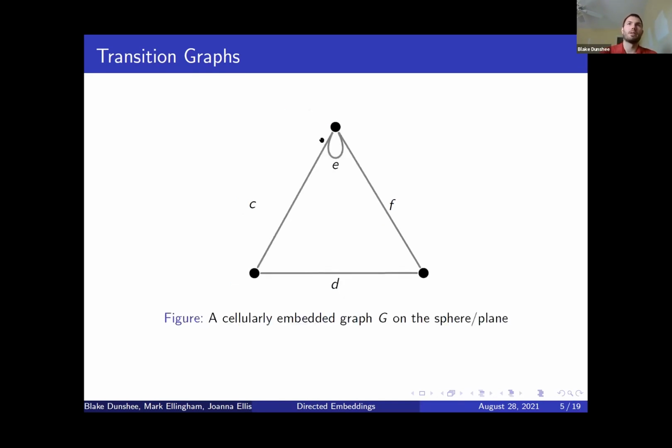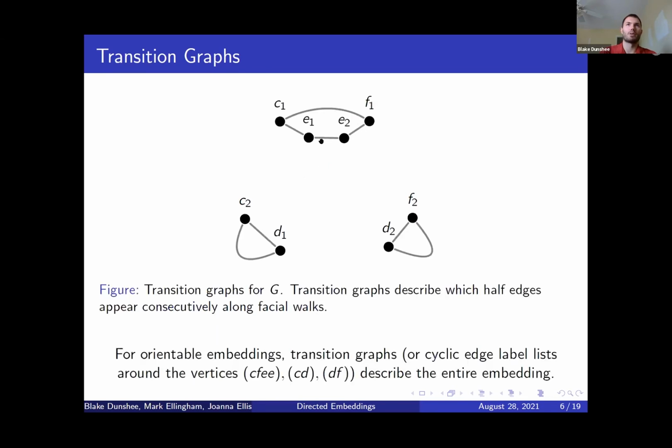So notice in this top vertex here, we would have a half edge corresponding to C, a half edge corresponding to F, and then followed by 2 half edges corresponding to E. So the transition graph corresponding to that vertex in the embedded graph would look like this. It would be a cycle of length equal to the degree of that vertex, and it would have a labeling that tells us which edges occur in what order around that vertex in the embedding. This is a way to describe an embedding, not just a directed embedding, but any embedding, and it applies to directed embeddings here.